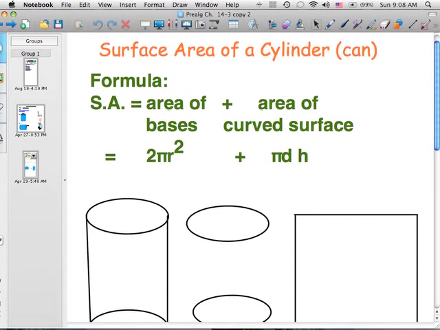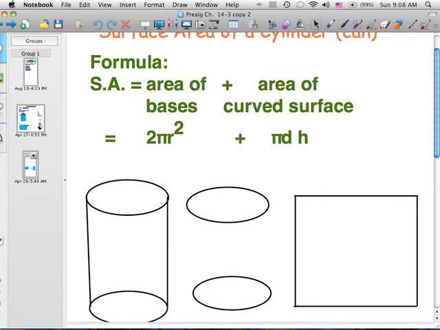And the formula is arrived at from the fact that if you cut a can apart, you have two circles. And if you cut along here and unravel it, you'll get a rectangle. So we actually have two bases, two circles, so that'd be the area of two circles, 2 pi r squared.